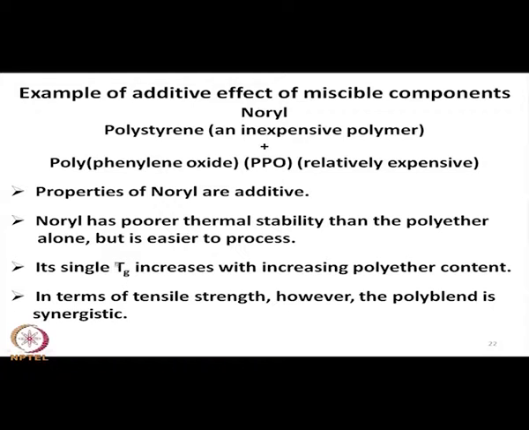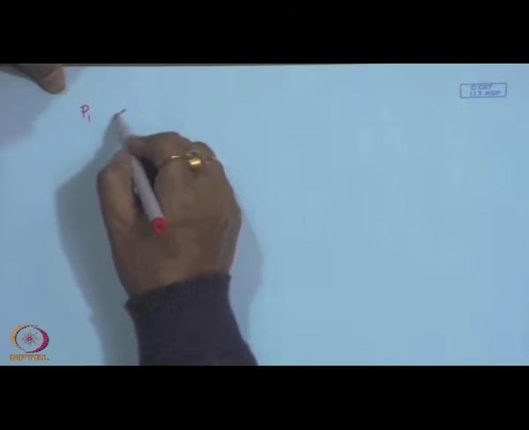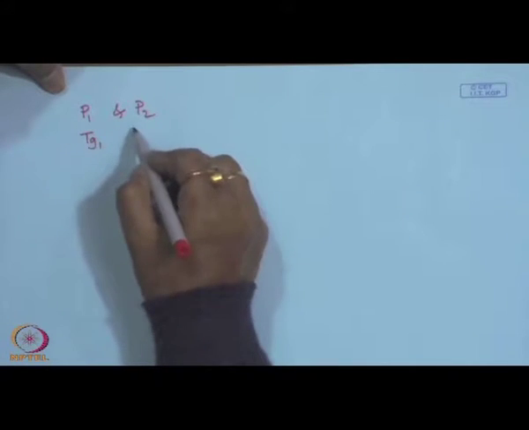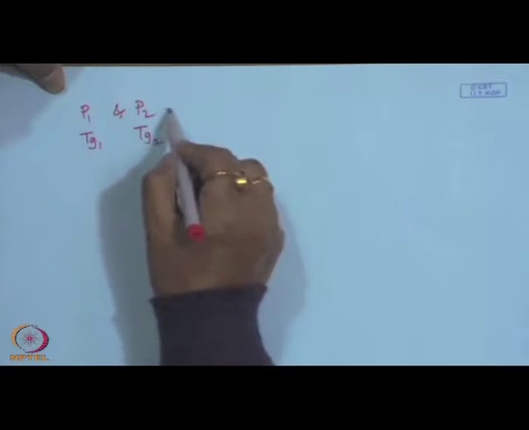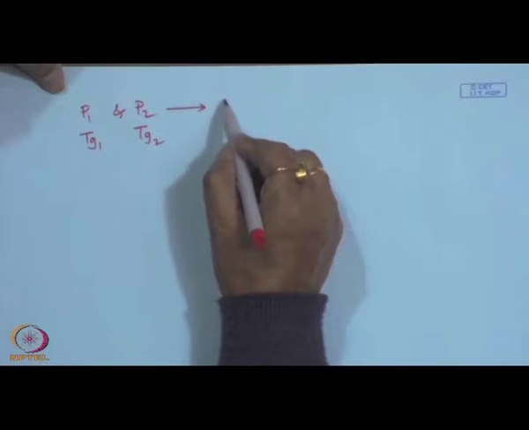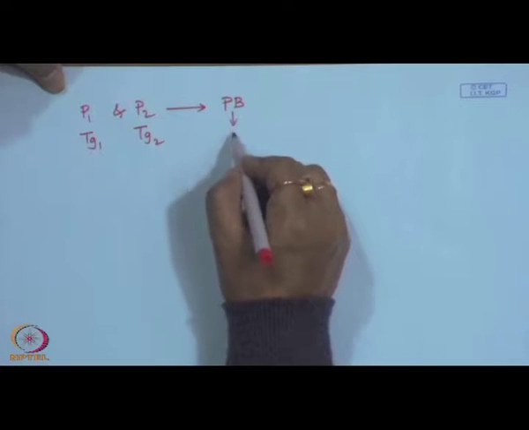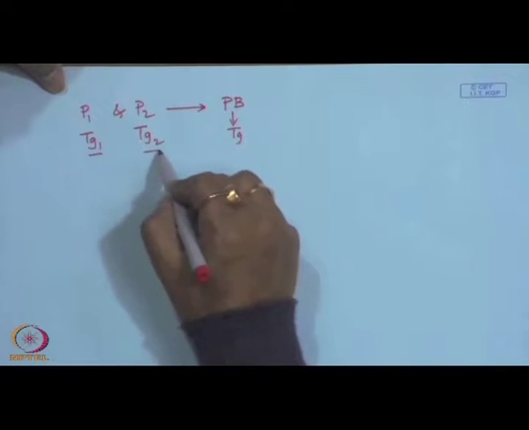Now, it has been found that on blending of these two components, the glass transition temperature Tg of the blend is only 1, although there are two components. It can be expected that if we take two component polymers, say polymer 1 and polymer 2, they can have different Tgs, Tg1 and Tg2. But if these two polymers are compatible on blending, they will form a polymer blend, PB, which will have only a single Tg that can lie in between Tg1 and Tg2.